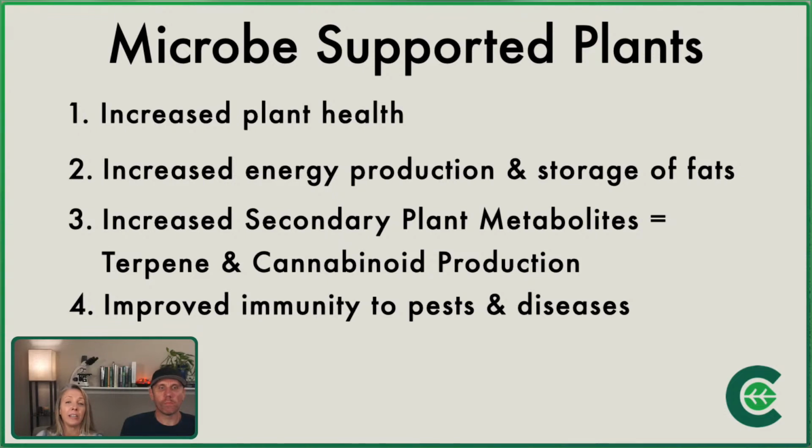It allows the plant to create these secondary plant metabolites. Those metabolites increase and improve the immunity to pests and disease. And we have seen that happen. We have moved a farm out of pests and disease, definitely by the second harvest, but we've even seen it happen in the first harvest too.